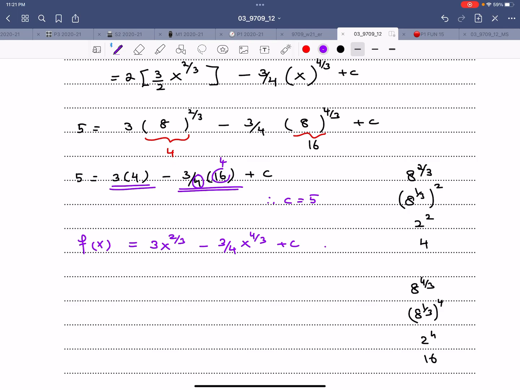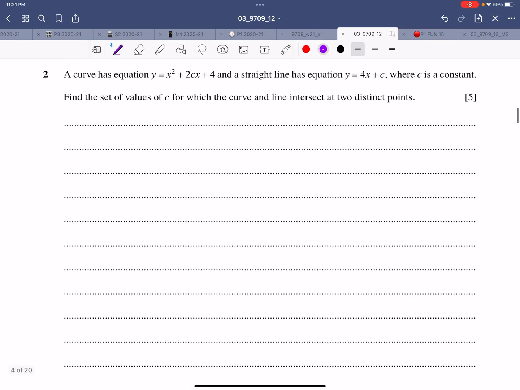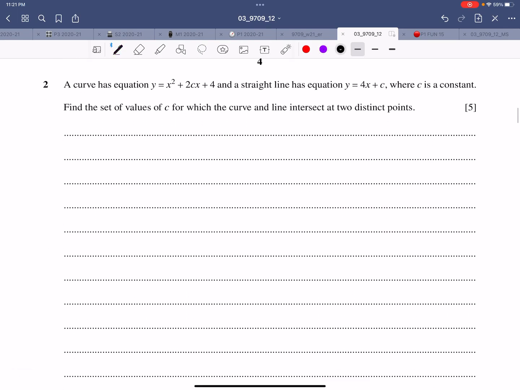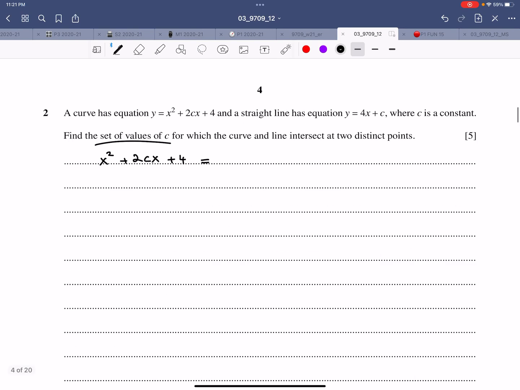Next question. A curve has this equation, a straight line has this equation. Find the set of values of c. So x squared plus 2cx. This is a straightforward question of quadratics, and it's a question about discriminant. b squared minus 4ac is greater than 0 for 2 distinct points. That is 4x plus c.